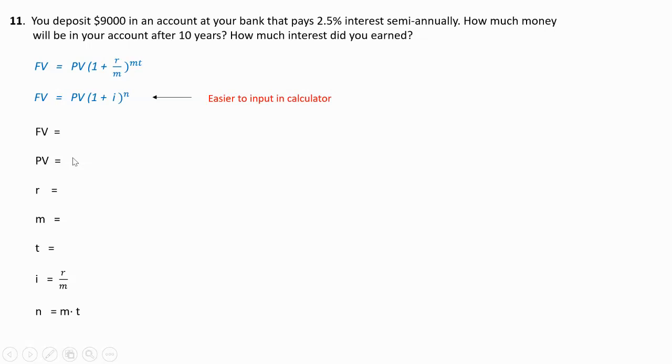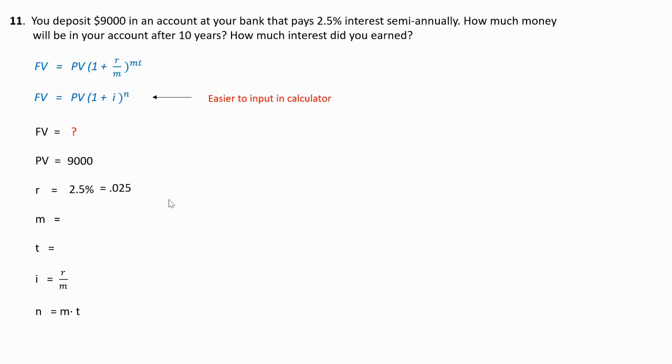So from this problem, we're going to extract the info and put it in its right location. For example, at the beginning, you deposit $9,000. This is how much money you deposit right now, which is the present value. And how much money will be in your account after 10 years? So we're looking for the future value. The present value is 9,000. My interest rate is 2.5%, but remember that you have to convert it to a decimal, so you move the decimal 2 places to the left and drop the symbol. It gives us 0.025.